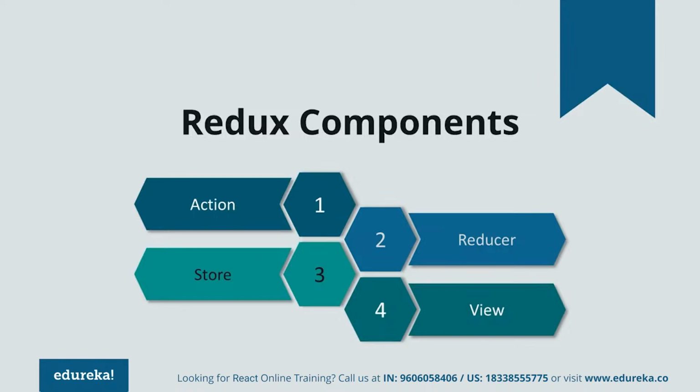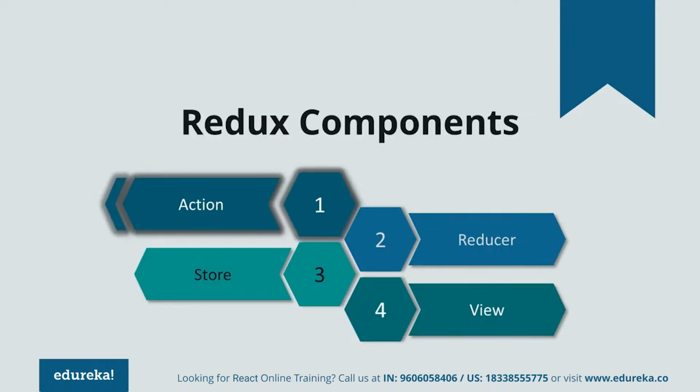Now we'll talk about Redux components. There are four main Redux components. First one is the action. The other is reducer. The third one is store. And the last is view. So we'll talk about these in detail now. So first of all, we'll talk about the action. What is an action in Redux?